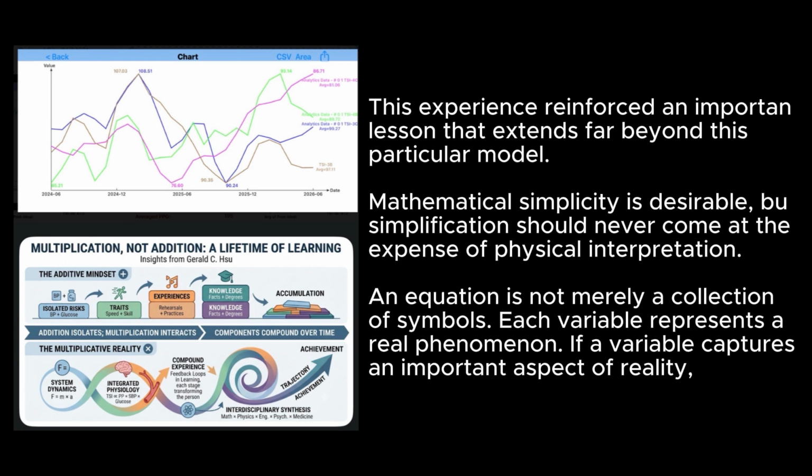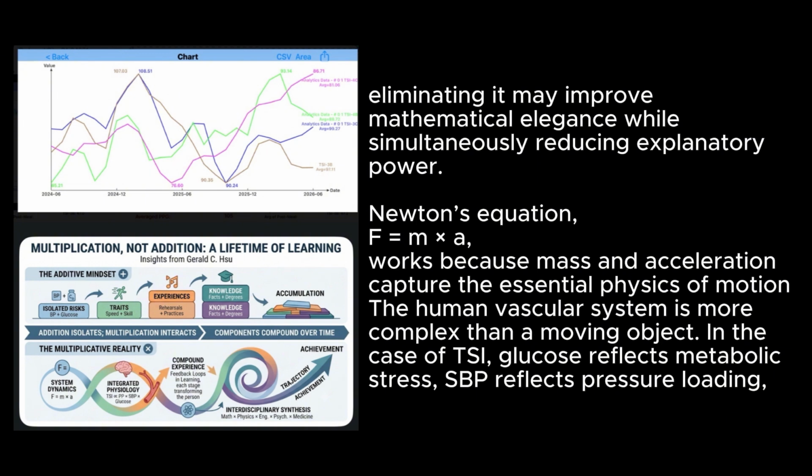This experience reinforced an important lesson that extends far beyond this particular model. Mathematical simplicity is desirable, but simplification should never come at the expense of physical interpretation. An equation is not merely a collection of symbols. Each variable represents a real phenomenon. If a variable captures an important aspect of reality, eliminating it may improve mathematical elegance while simultaneously reducing explanatory power.